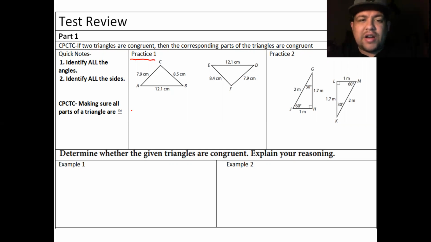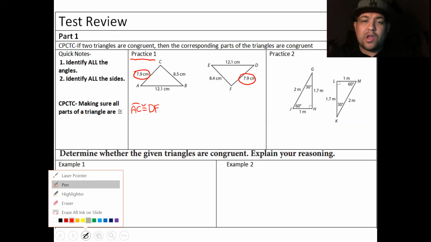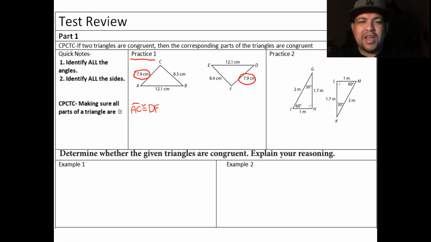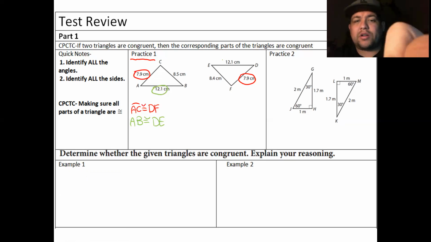We can definitely identify that part AC is congruent to part DF. They're both equal to 7.9. We have these 2 parts that are congruent. But if we continue and look at the bottom portion, which will be in green, we can say that AB is also congruent to DE. And we're good so far that the bottom portions are congruent.